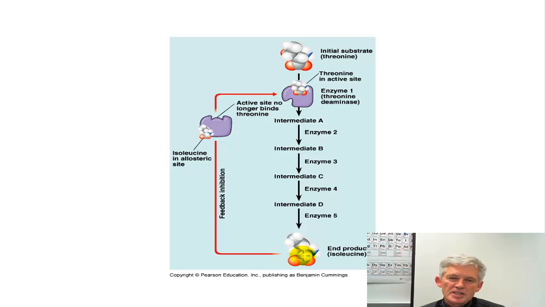Well, isoleucine now can, via allosteric inhibition, actually fit back into the original enzyme at a site other than the active site, and in so doing, look what it's done to the active site. The active site is now totally messed up, and it's not going to bind with the substrate threonine. You have flipped the off switch. Kind of cool? Yeah. Feedback inhibition.